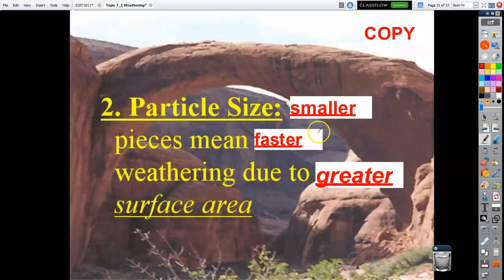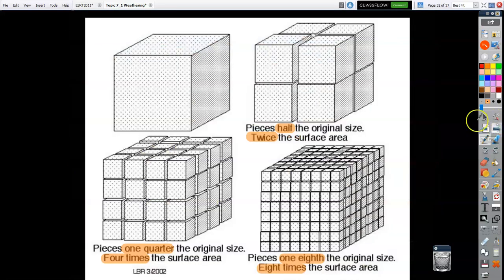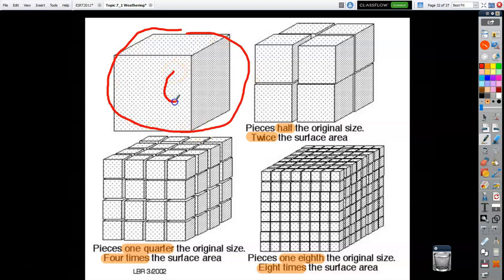Particle size. So smaller pieces mean faster weathering because there's more surface area, right? They've already begun the process of weathering, but they're going to break down faster. I'll show you a diagram of that. So if I take this big cube over here, right? A cube has 6 sides on it. That's only 6 sides for which water and oxygen can attack.